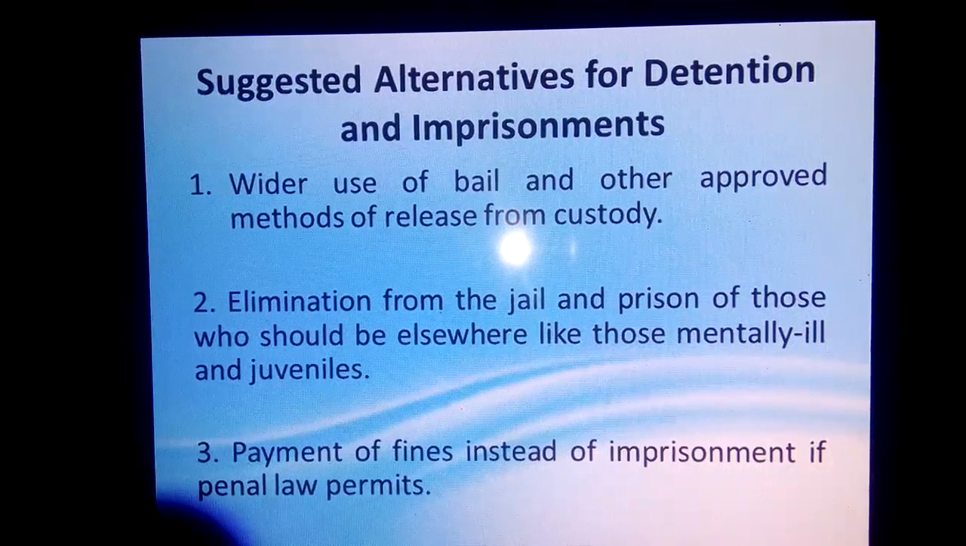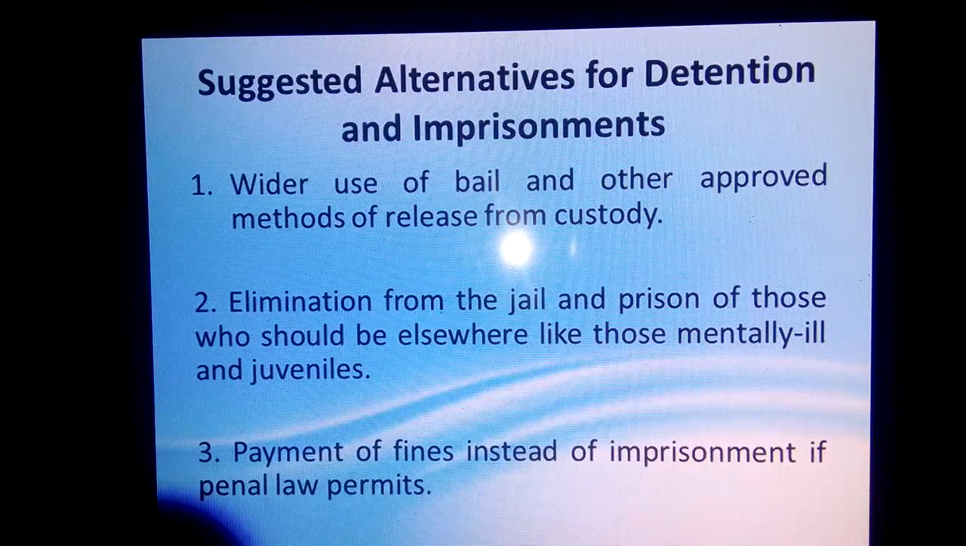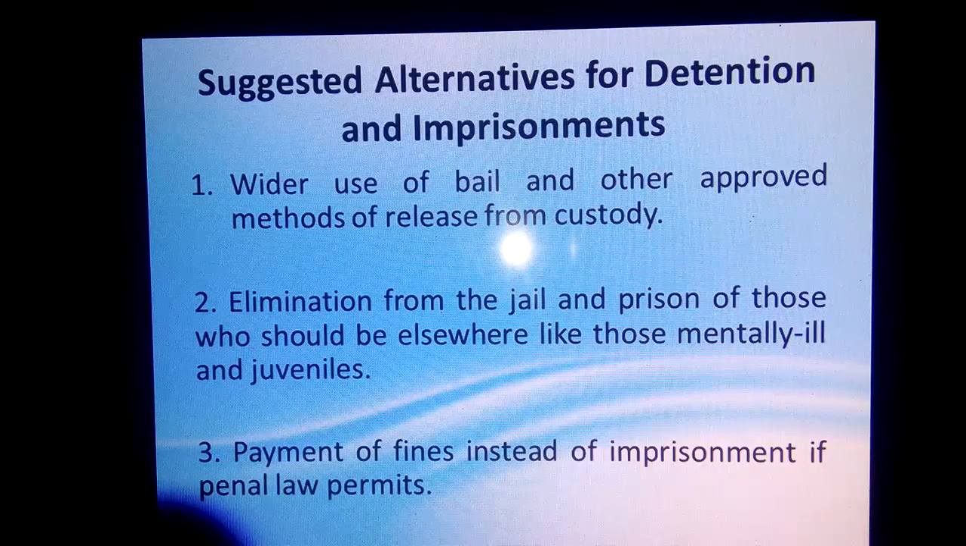Third is payment of fines instead of imprisonment if penal law permits. So, meaning to say, instead of putting them inside a penal facility or correctional facilities, payment will do, or it is a suggested alternative that payment of fines should be encouraged by the government instead of putting them behind bars. Well, actually, we have this system that had been practiced, that those who violated or committed crimes will be fined instead of being put in prison. So these are the suggested alternatives for detention and imprisonment.